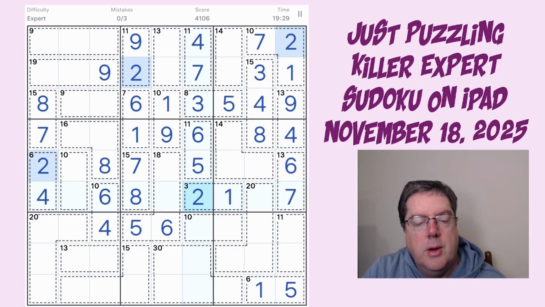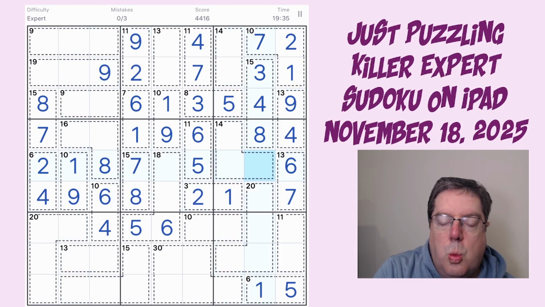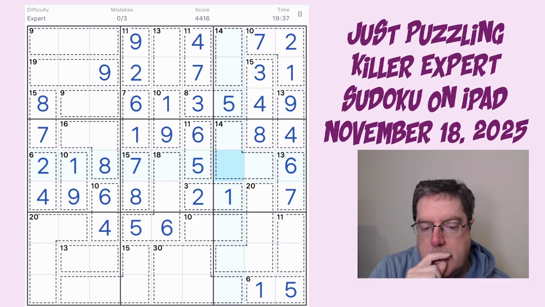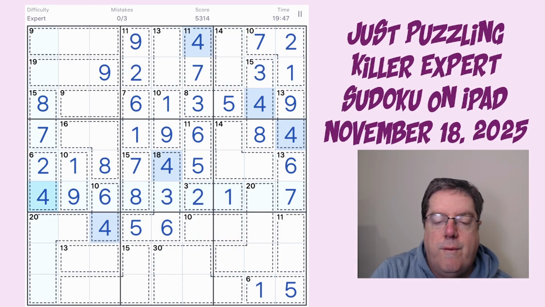1 comes across here and here, so that's a 1 there, leaving this to be a 9. All right, so 3, 2, 9 is in there. That's a 3 there, so 3 is here, so that means this has got to be a 3, leaving this to be a 4. 1, 2, 3, 4, 5.